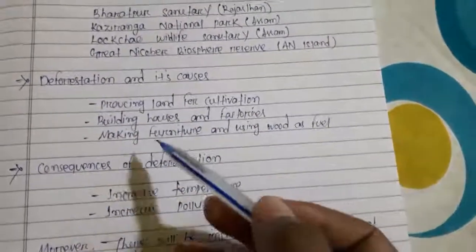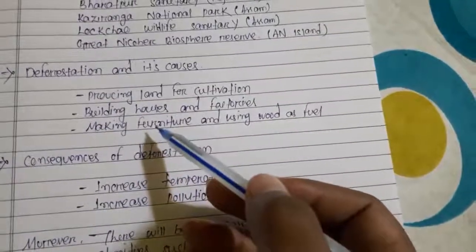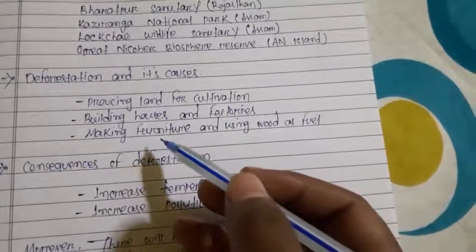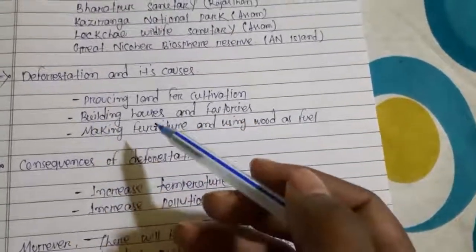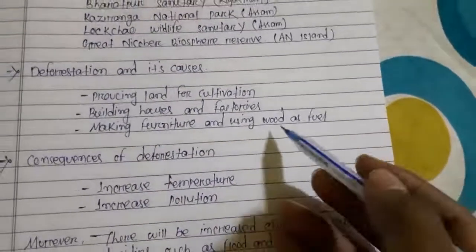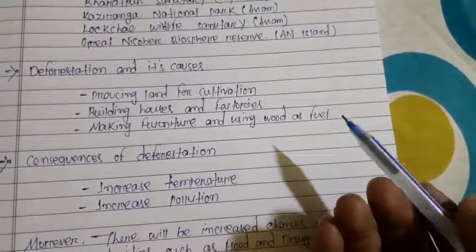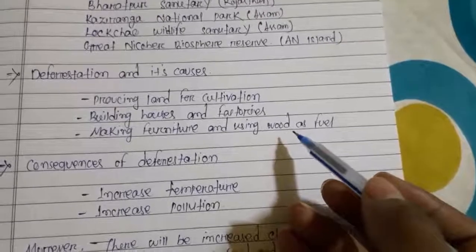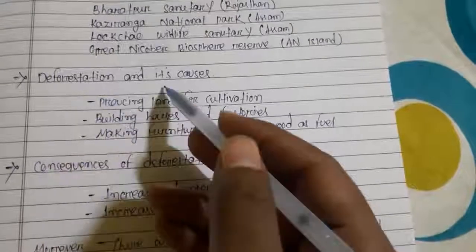Come to the third one, making furniture and using wood as fuel. In our house, the furniture is made of wood, and also the beds and windows are made of wood, which comes from trees. So we cut down trees to make furniture, and in villages wood is also used as fuel. But because of the Pradhan Mantri Yojana, nowadays most villages are also using LPG gas, though before that they used wood as their fuel. So these are the three main reasons for deforestation.